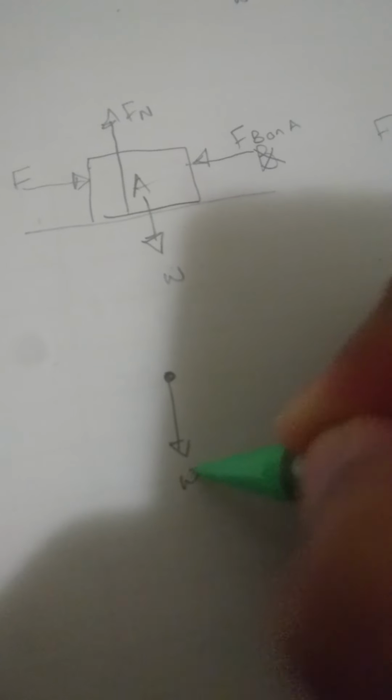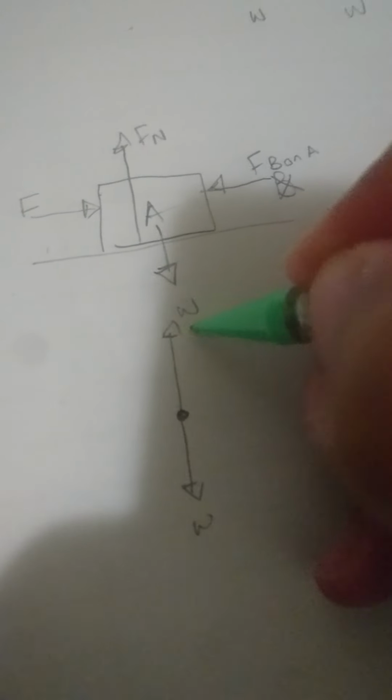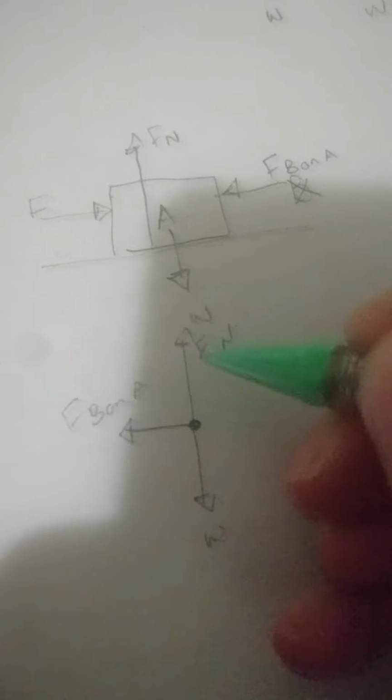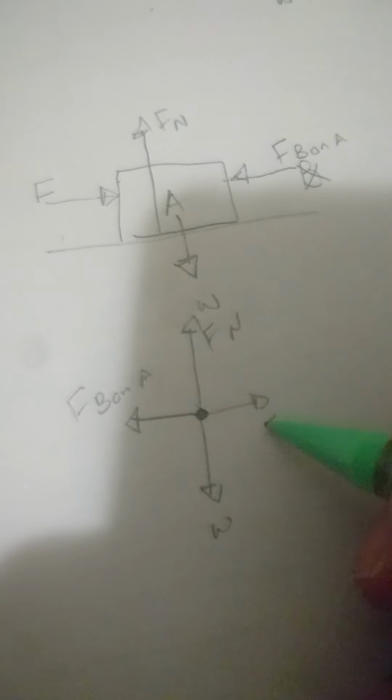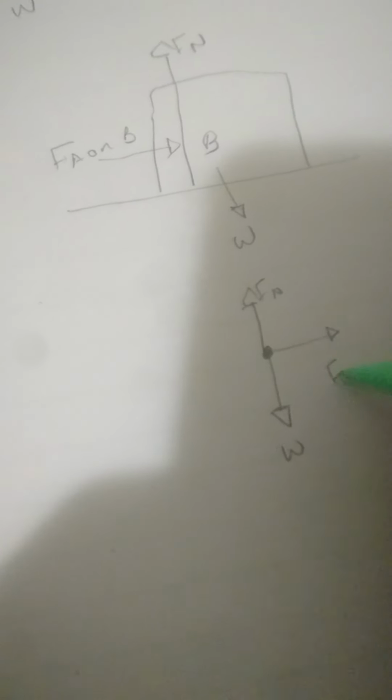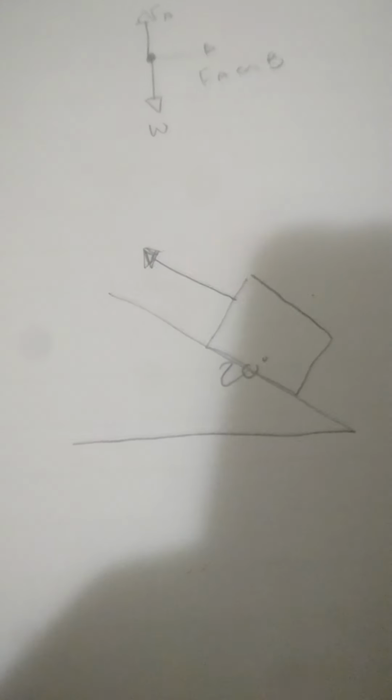We are now going to draw our free body diagrams. B on A, now applied force. Then here we just have three forces. Okay, here's our weight, normal force, and force A on B. Okay, now look at number 9.